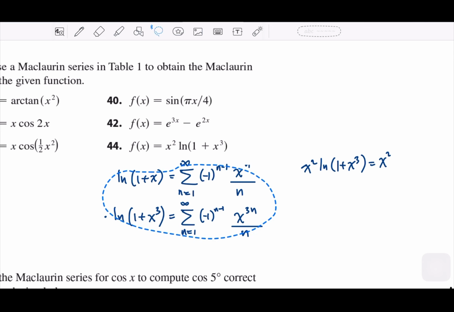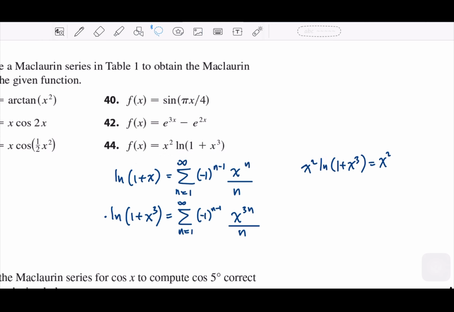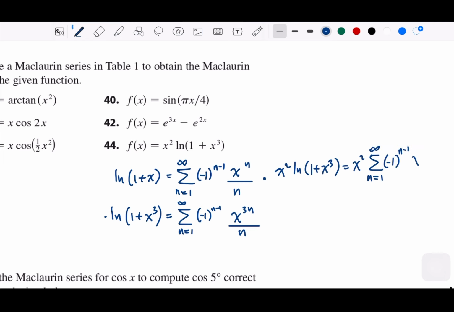I think, let me, so sum, and then we can just simplify the terms inside the sum and then move the x squared inside. x^(3n plus 2) over n. I think that's the one that we are looking for.